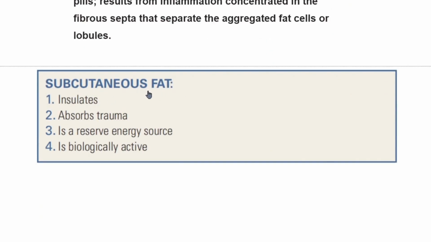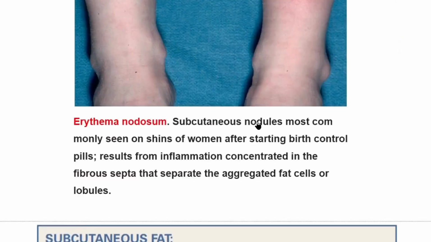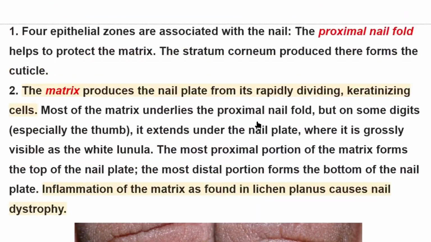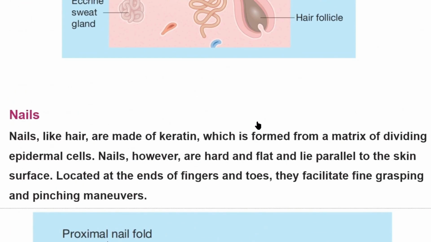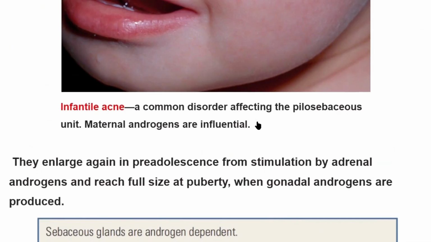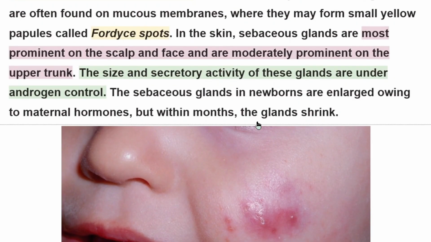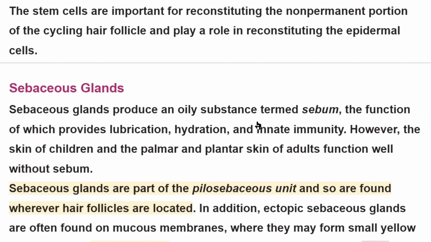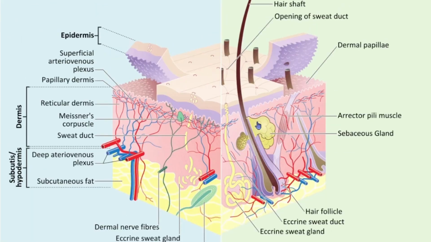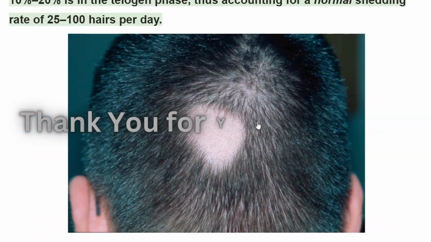Okay, subcutaneous fat or hypodermis insulates, absorbs trauma, is a reserve energy source, and is biologically active. Okay, this was a short explanation about the skin structure, which included the epidermis, dermis, hypodermis, and skin appendages. Thank you for your attention.